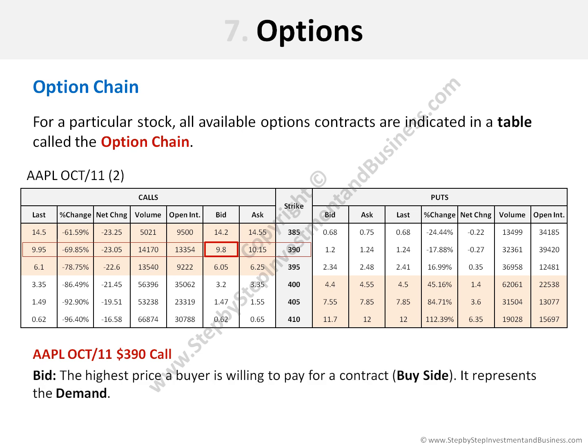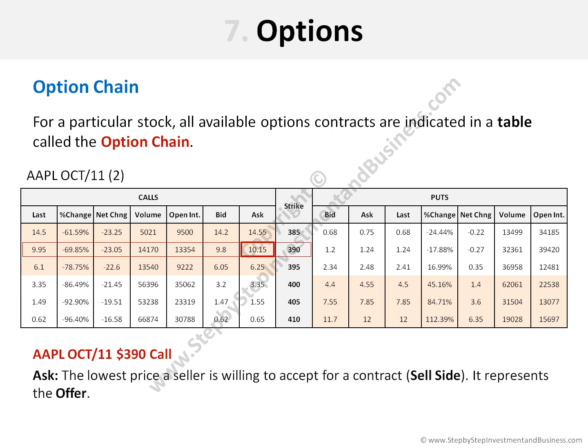In the next column, we have the bid. As with stocks, the bid price is the highest price a buyer is willing to pay for a contract. The bid is also called the buy side, and it represents the demand. And finally, we have the ask, which is the lowest price a seller is willing to accept for a contract. The ask is also called the sell side, and it represents the offer.